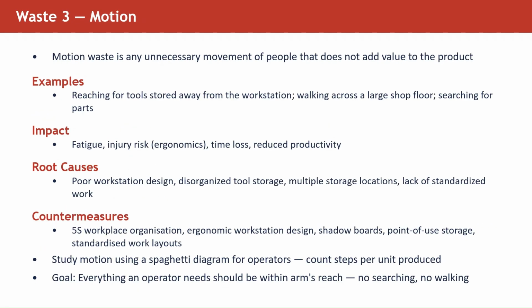Moving ahead, the third waste we have is motion. Now this motion talks about unnecessary movement of people. The first thing that we discussed was about movement of the goods, that is transportation. Now the third waste talks about motion. Motion is different from transportation. Transportation is moving materials. Motion is about moving people. Motion waste is any unnecessary movement of operators that does not add value to the product.